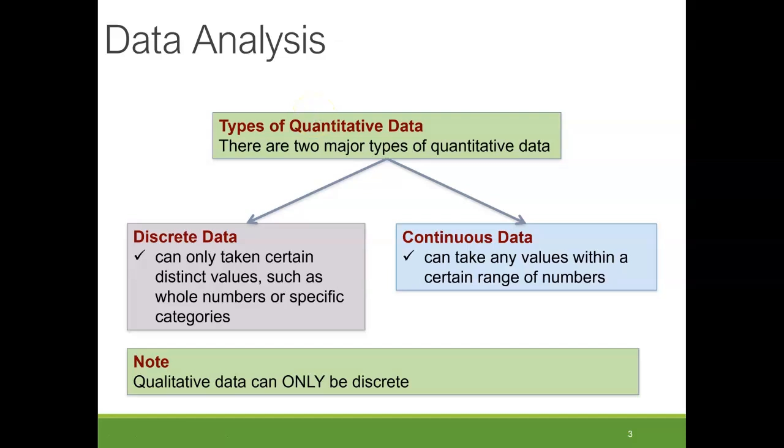And then it's worth noting that qualitative data can only be discrete, right? You're only going to get distinct chunks. Think about if you ask for a favorite color, you can't have something that is red and a half. What? It doesn't even kind of make sense to think about it that way.